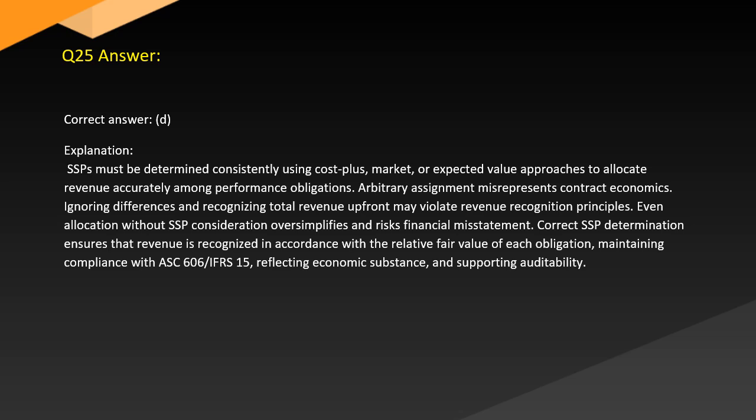Answer. Correct answer, B. Explanation. SSPs must be determined consistently using cost-plus, market, or expected value approaches to allocate revenue accurately among performance obligations. Arbitrary assignment misrepresents contract economics. Ignoring differences and recognizing total revenue upfront may violate revenue recognition principles. Even allocation without SSP consideration oversimplifies and risks financial misstatement. Correct SSP determination ensures that revenue is recognized in accordance with the relative fair value of each obligation, maintaining compliance with ASC 606 IFRS 15, reflecting economic substance and supporting auditability.